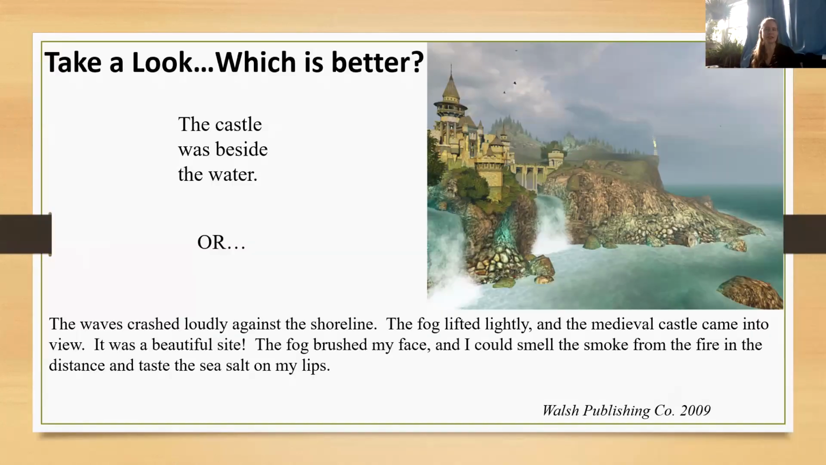So taking a look at this, which is better? The castle was beside the water, or the waves crashed loudly against the seashore, the fog lifted lightly, and the medieval castle came into view. It was a beautiful sight. The fog brushed my face, and I could smell the smoke from the fire in the distance and taste the sea salt on my lips. I don't know about you, but I prefer the second one.